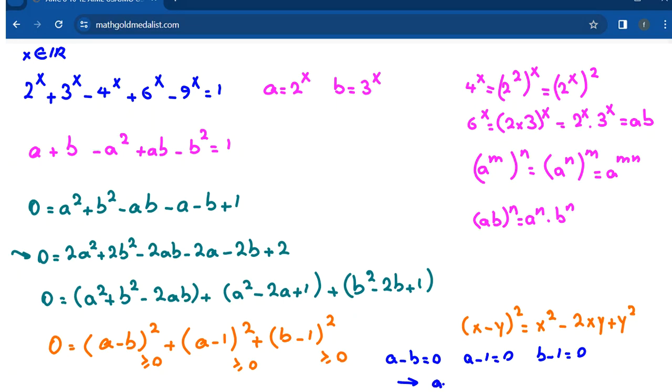This idea, I saw this in many problems, in Awesome Math, in many Olympiad exams. So a equals b from here. a is 1, b is 1. So a is b is 1. So a was what? 2 to the x. b was what? 3 to the x. So from here x is 0. Also from here we can conclude x is 0. So our only answer is x equals 0.